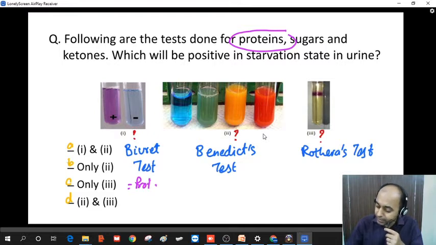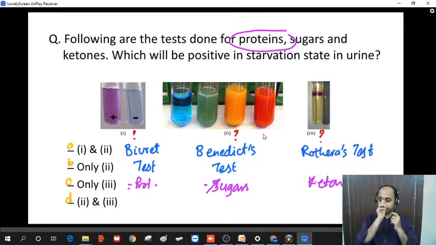The Benedict test is for sugars, and the Rothera's test is for the ketones. We already mentioned this. Okay. Now you have to tell me what will happen in the starvation. In a patient of starvation, what will you find in the urine? Will protein be there? No, protein will not be there.